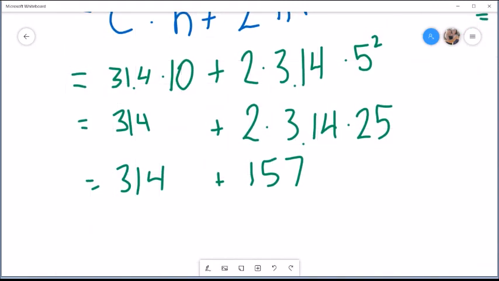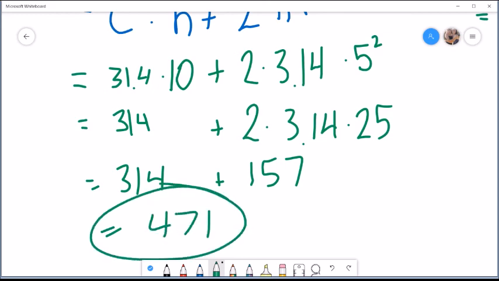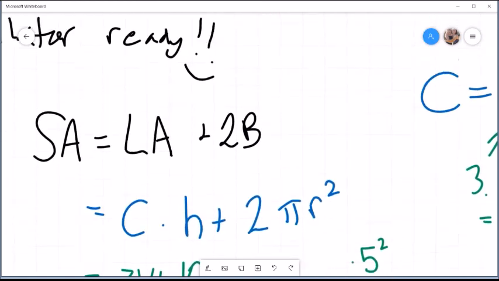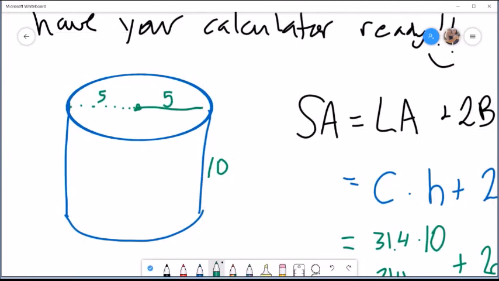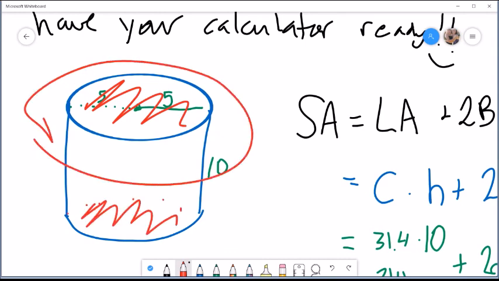So this 157 is the area of the two bases. The 314 is the area of the distance around, the label of the soup can. Finally, we're going to add those together, and I'm going to use my calculator again, although this one's a little easier to do on your own. 314 plus 157 gives us a surface area of 471 for the entire cylinder. That gives us, just as a reminder, the area of the top, the area of the bottom, and the area all the way around.